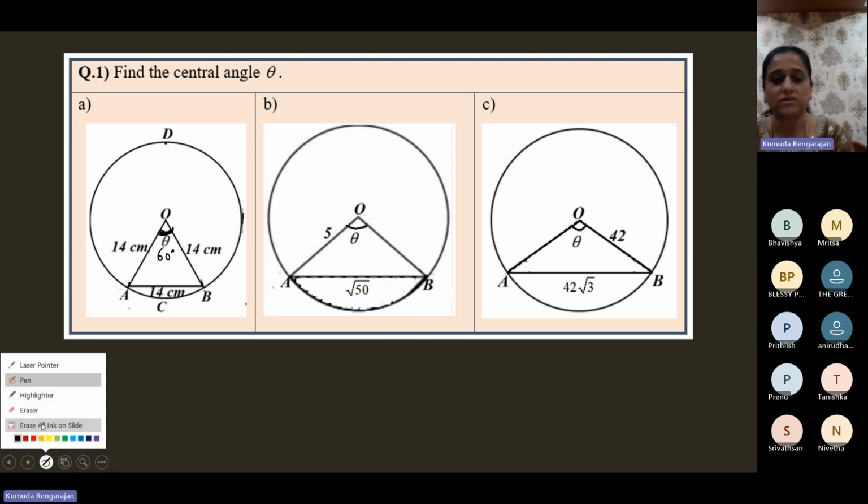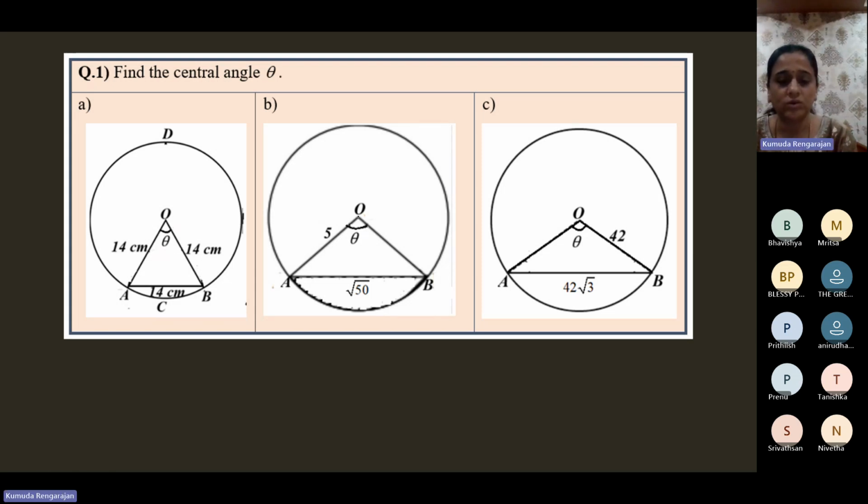In the second one, we know that OA is equal to OB, radii of the same circle. So if OA is 5, OB is also 5. Now we'll first use the converse of Pythagoras theorem. Now this one is an isosceles triangle. It is not equilateral. Okay, so how do we find theta?